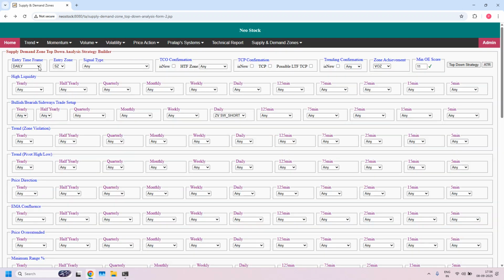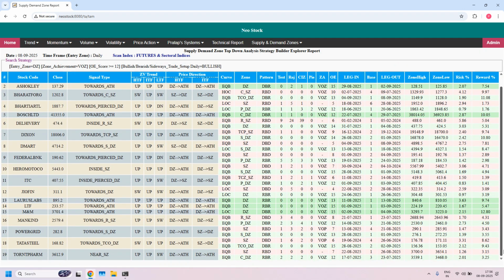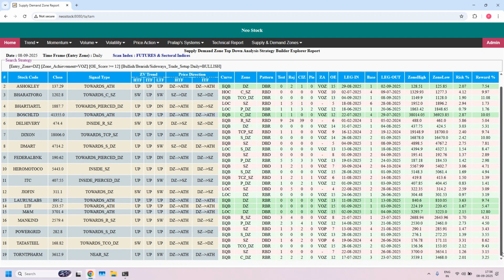Next, bullish trade setup, entry time frame zones are daily demand zone and bullish, and minimum odd enhancer score is 12. Let's filter. So you got a total 19 stocks. So the first 18 stocks that are supporting bullish trade setup for monthly income trade are listed here. And entry time frame zones are daily demand zones for all the stocks. Scrolling the list down, so total 19 stocks are filtered.